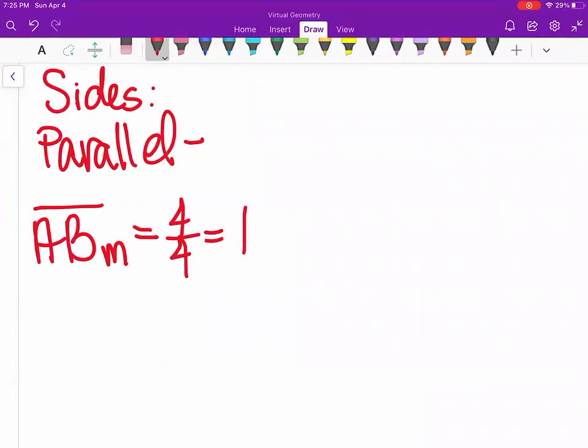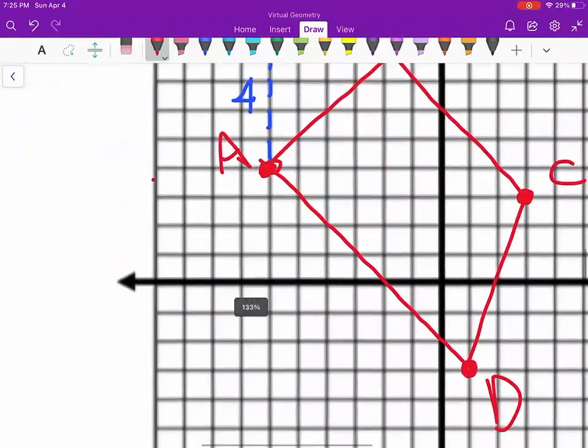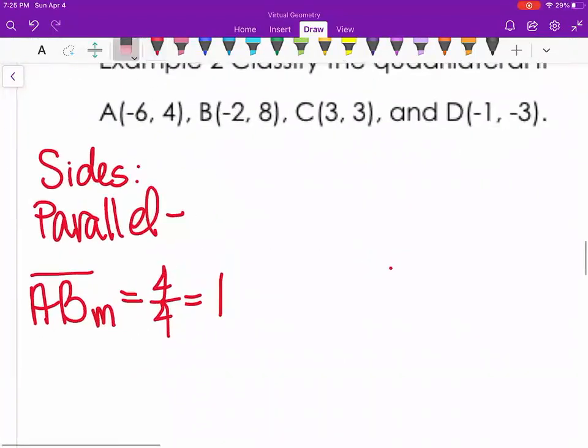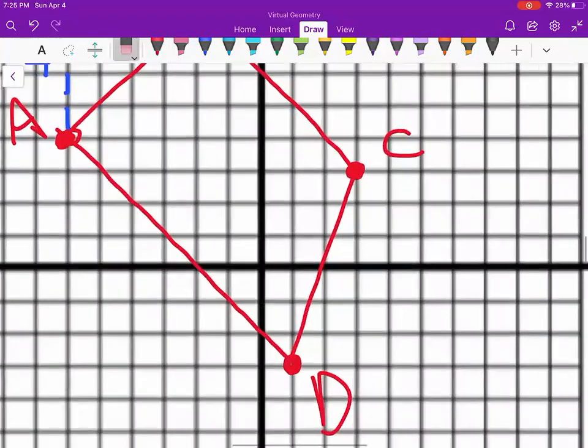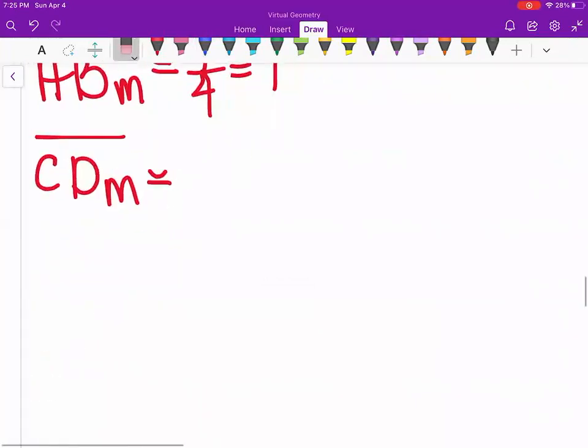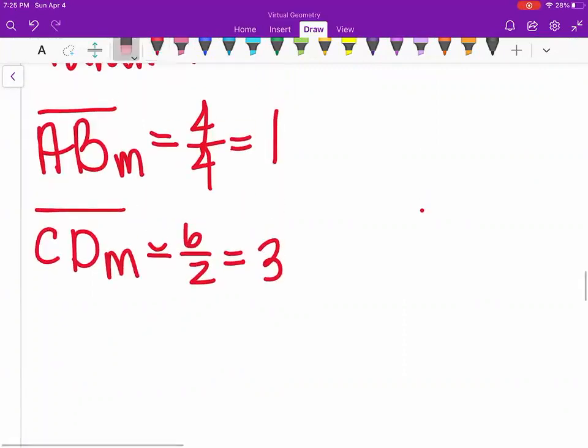Now, opposite of that is the next one we need, which is CD. So segment CD slope. Let's go count that one. All right, so again, I'm just going to keep this outside of my figure. So 2 across to the right, and 1, 2, 3, 4, 5, 6 up. So 6 over 2, which gives me a slope of 3. So right away, these are different.